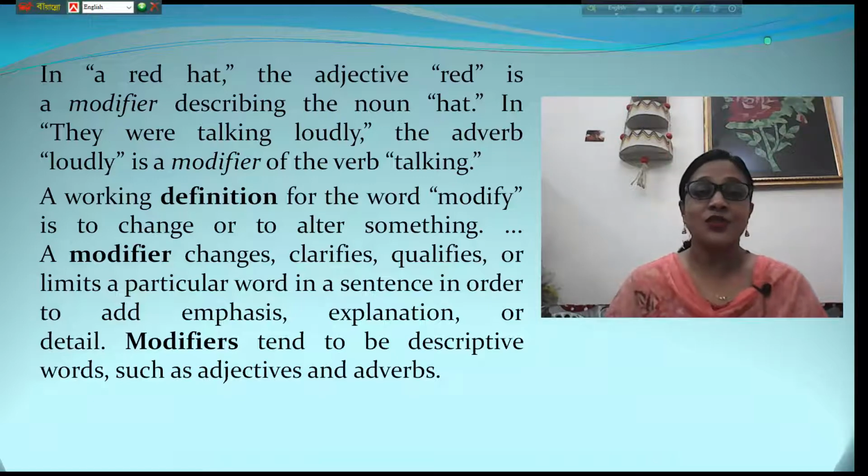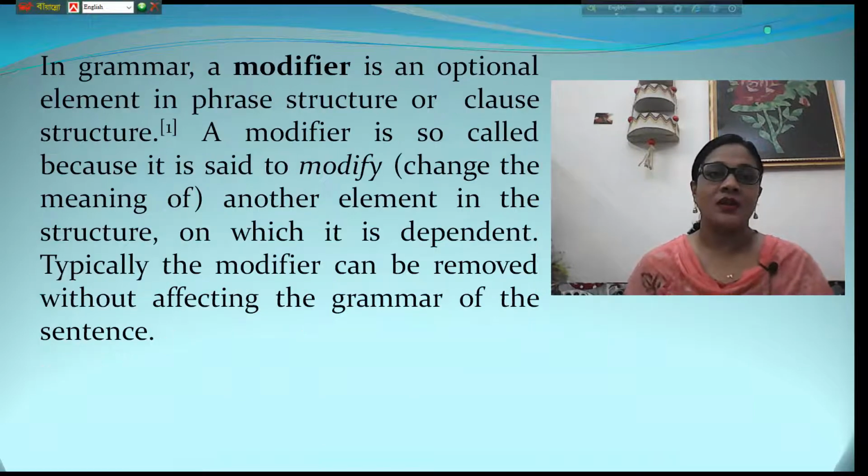A working definition for the word modify is to change or to alter something. A modifier sometimes changes, clarifies, qualifies or limits a particular word in a sentence in order to add emphasis, explanation or detail. Modifiers tend to be descriptive words such as adjectives and adverbs. In grammar, a modifier is an optional element in phrase structure or clause structure.